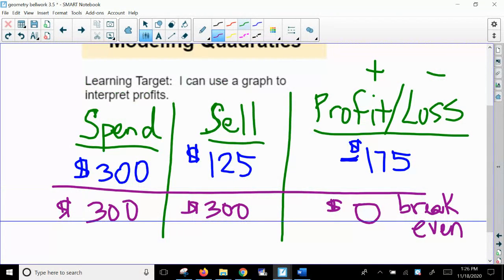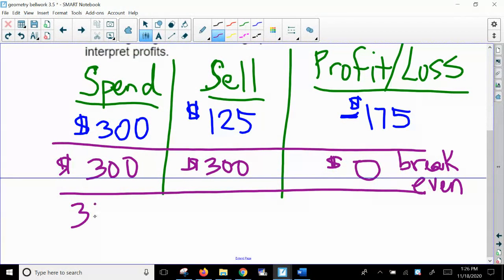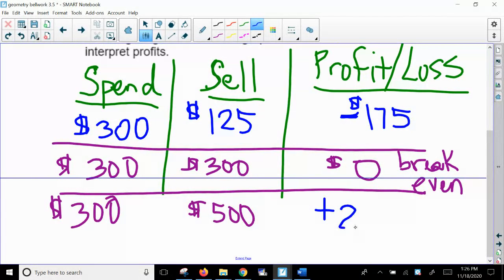Now, one more scenario. So let's say again, after spending $300 at the grocery store, I sold cakes and I was on my hustle. And I sold $500 worth of cakes. Well, take 500 subtract 300, and since I sold more than what I spent, I'm on the positive side, which means I made a profit, and the difference is $200. Smiley face. So that's the profit that I made. Okay, so that's just giving you a general idea of how profit works.